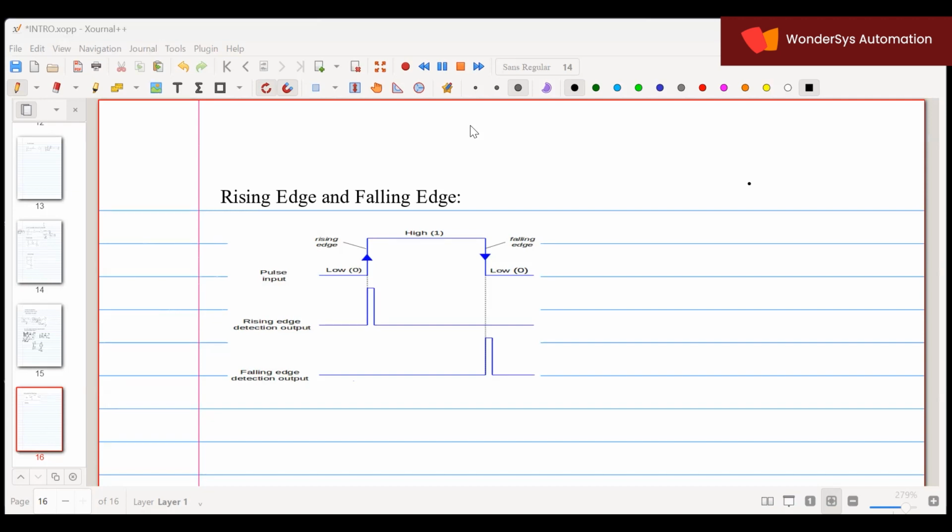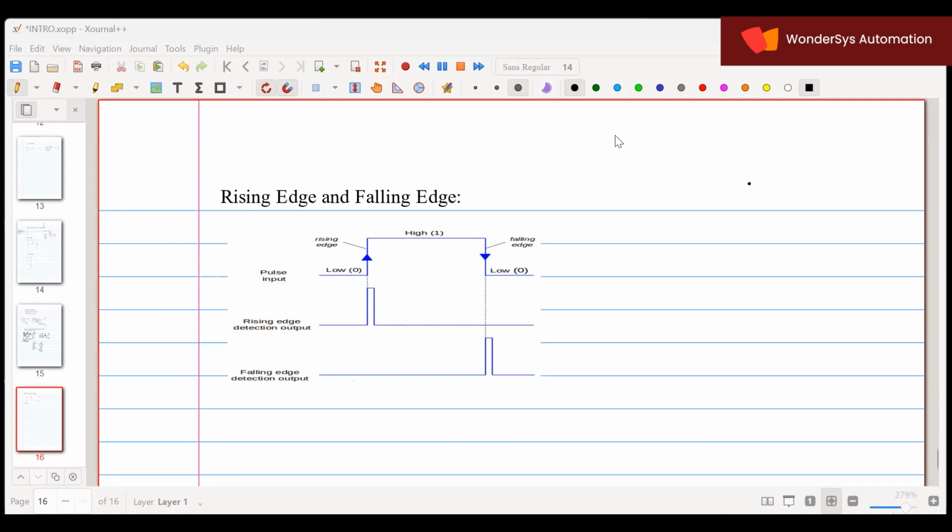Now tell me the answer. What is rising edge and falling edge? Rising edge means lower level to higher level, and falling edge means higher level to lower level. Okay, correct. So this is edge detection.